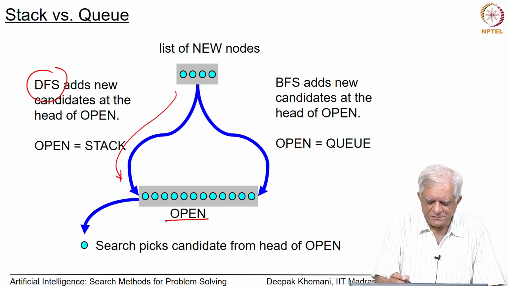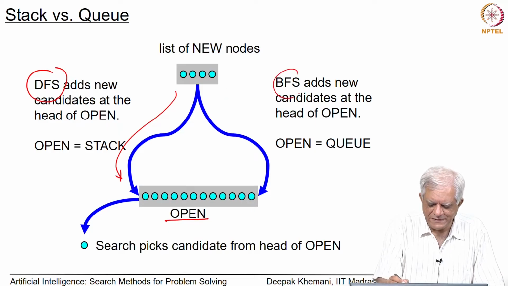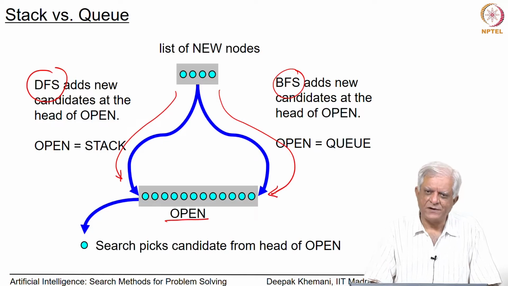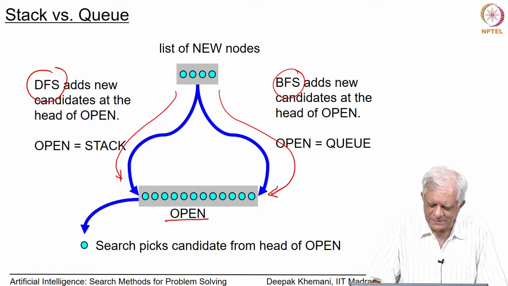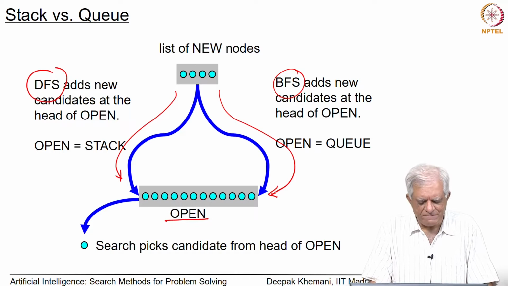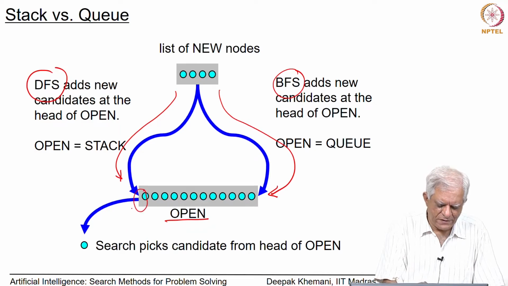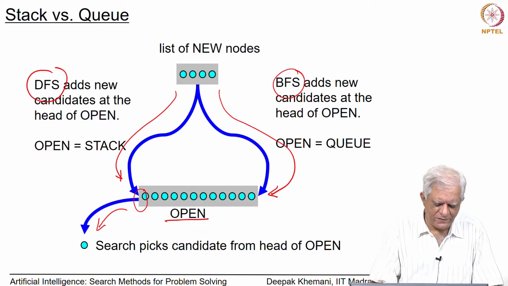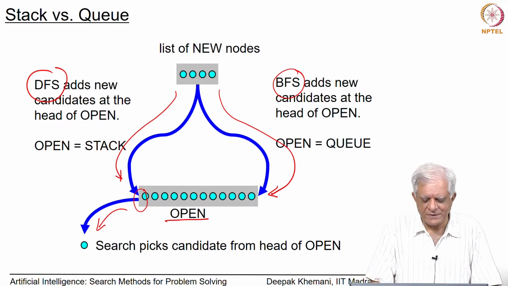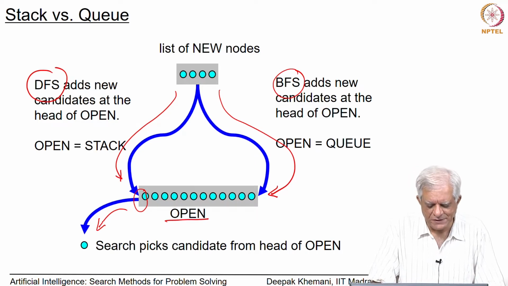Whereas, in the case of breadth first search, the new nodes that are generated are added at the tail of the list, thereby treating that list as a queue essentially. In either case, we always pick the node for inspecting from the head of the queue. So, now we have a uniformity about this and we have a deterministic algorithm.